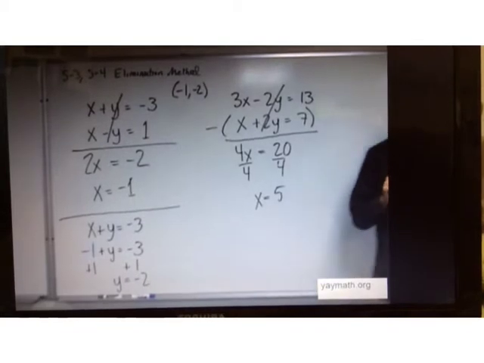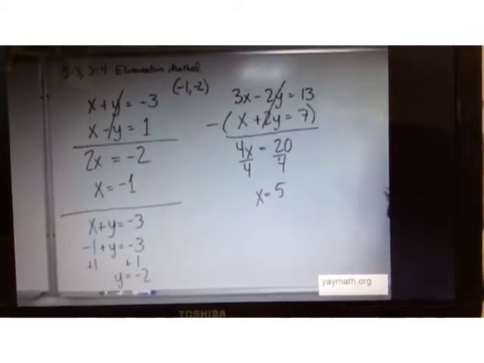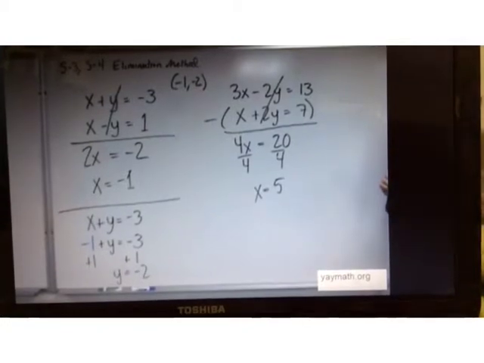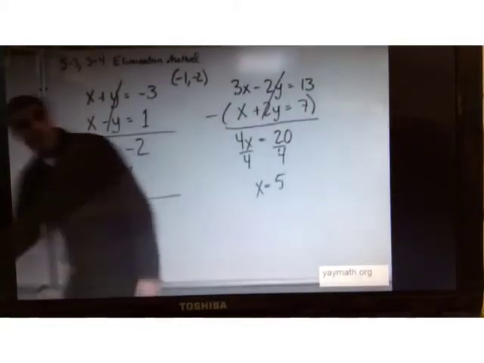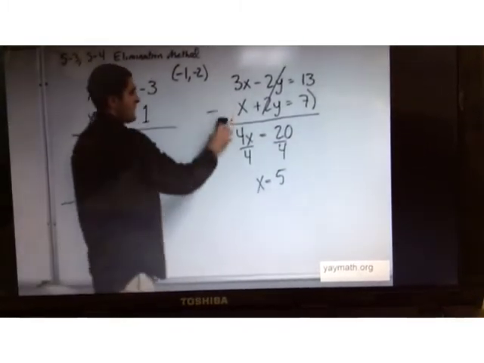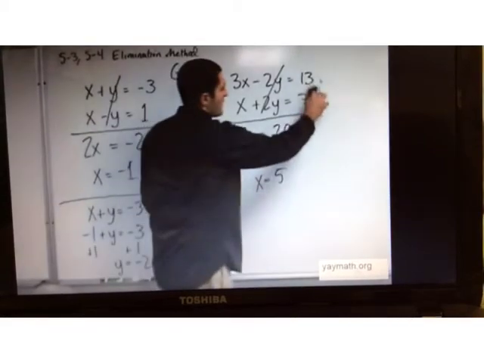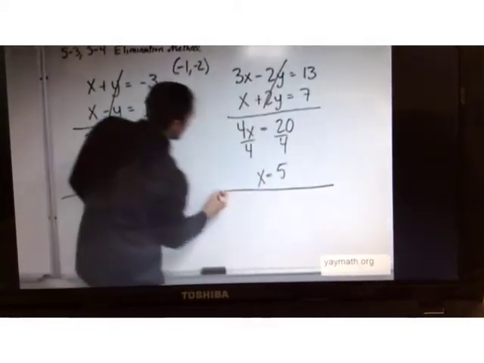Question. Okay. Once you have x equals 5, then how do you get y? You plug x equals 5 into any one of the two equations. Either one? Either one. The easier one. Okay. The easier one. So which one would you like to plug in? Second one. Let's plug it into the second one. So I'm going to rewrite it.